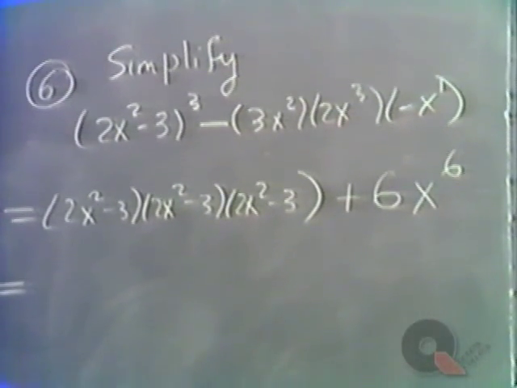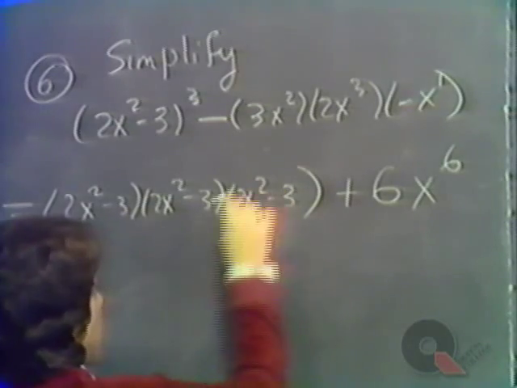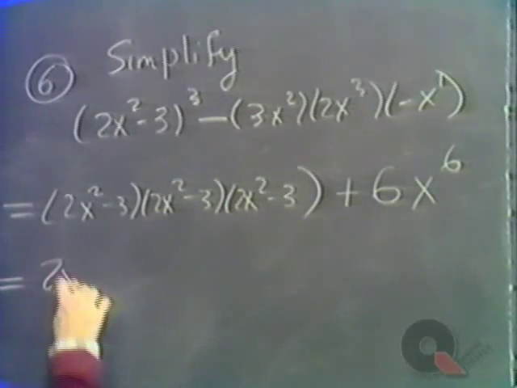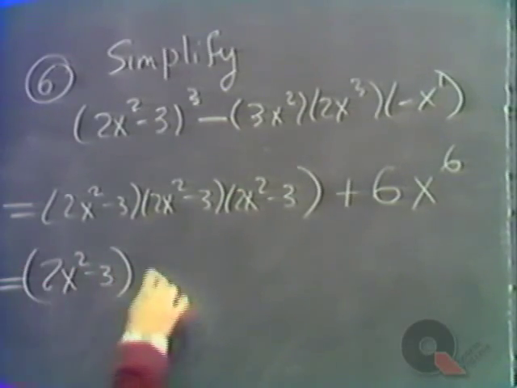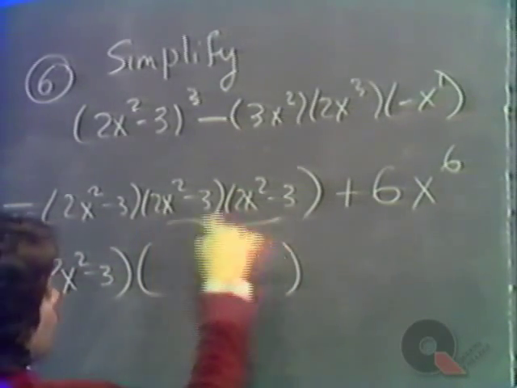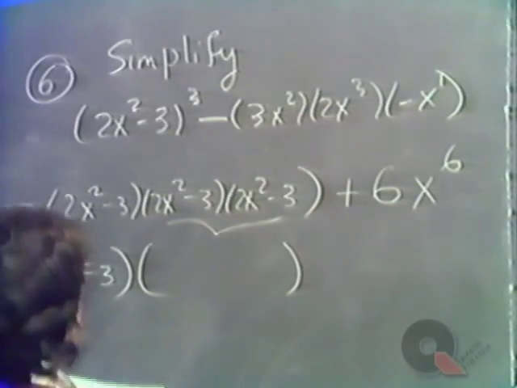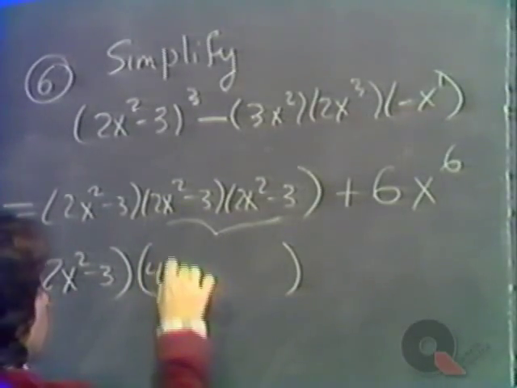Now, FOIL can only be used with a binomial times a binomial. So what we're going to do is, this we can do. We can't do anything here. We can at least use FOIL to combine these two. First, 2x squared times 2x squared gives us 4x to the 4th.